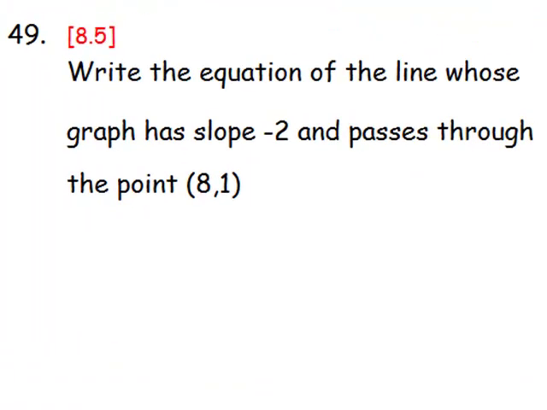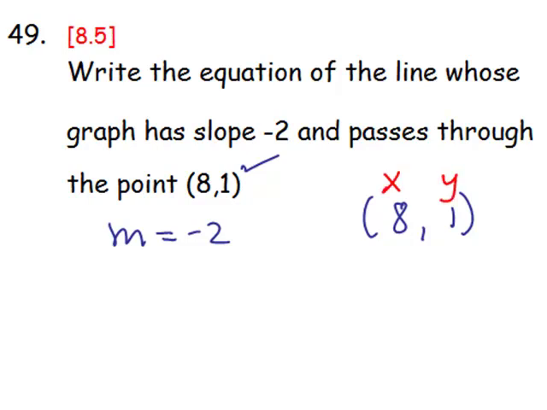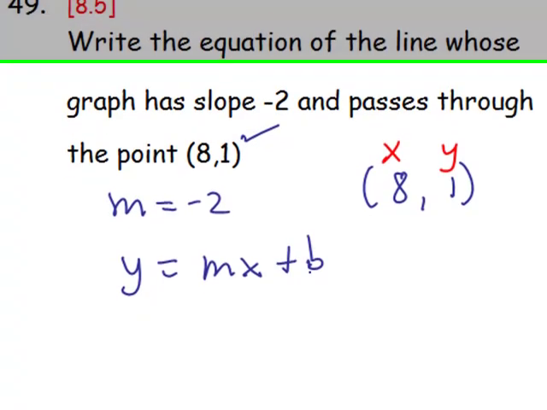Now let's take a look at number 49. Write the equation of the line whose graph has a slope of -2, m equals -2, and passes through the point (8, 1). Well, this point (8, 1) is not a y-intercept this time. And instead it happens to be an x value and a y value. And I'm sure that you have seen that what we need to consider is the general form of y equals mx plus b, and put values in that we know.